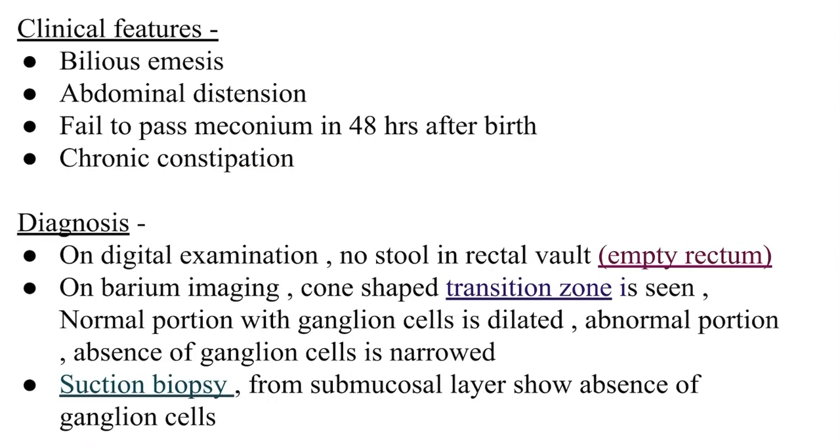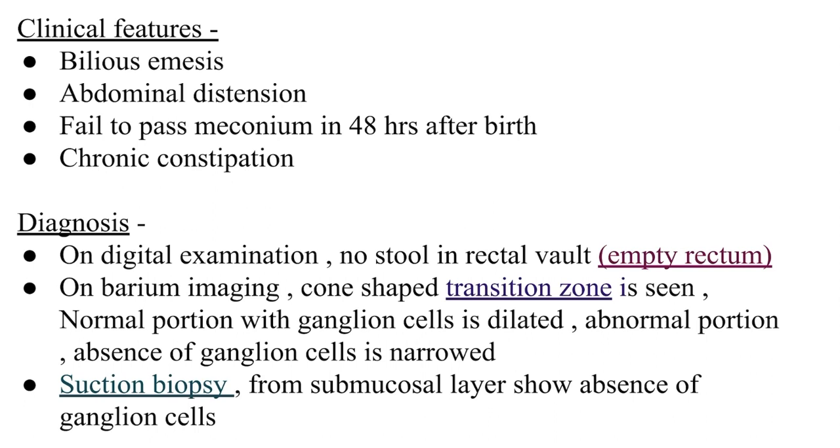So what will be the clinical features? There will be bilious emesis. That means the bile contents get vomited out. Vomitus will usually be green to yellowish in color. Why is this happening? Because there is an obstruction at the level of the intestine. The baby is unable to pass stools through the anal canal, so the bile contents get refluxed into the stomach, and the vomitus is passed out through the mouth. And also there will be abdominal distension.